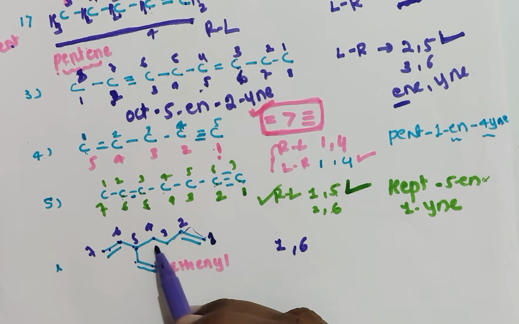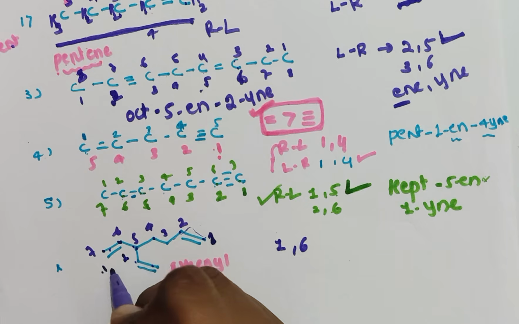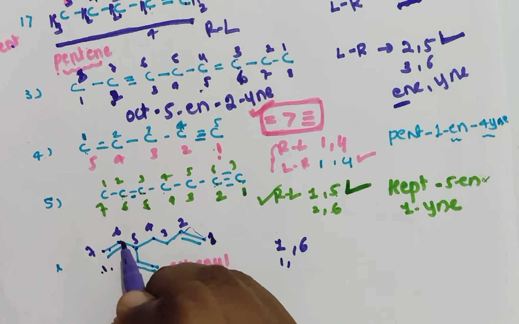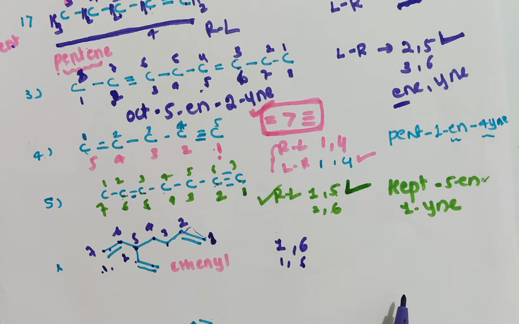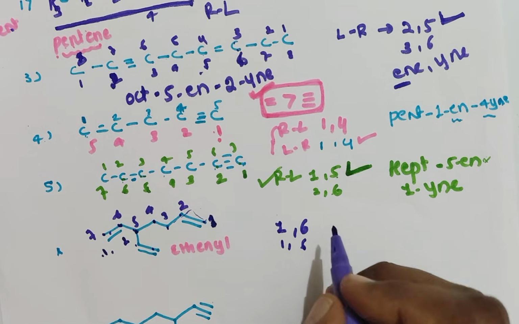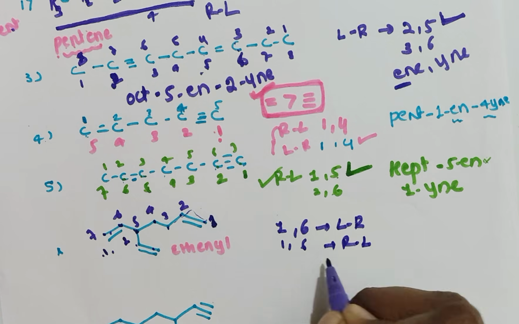So if we number from this side, what happens? 1,2 means between 1 and 2 a double bond is there, then 3, 4, 5, 6: same locants. Okay, same locants. Therefore you select any numbering, left to right or right to left.